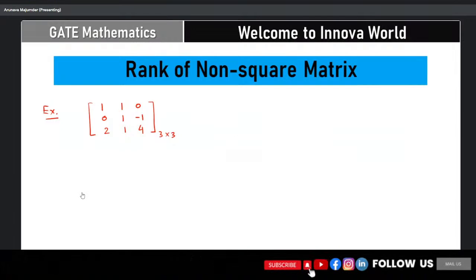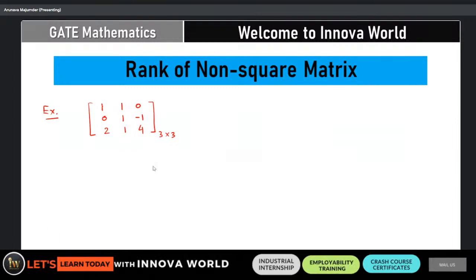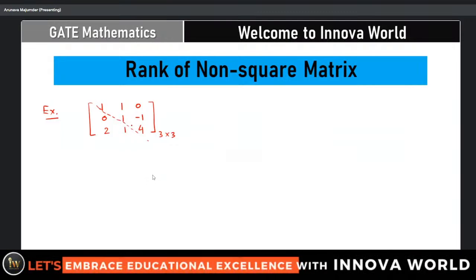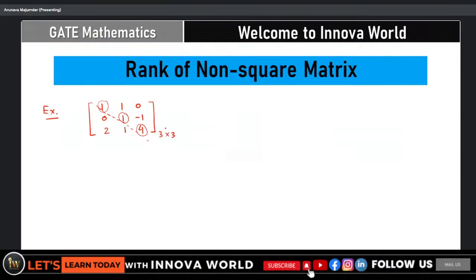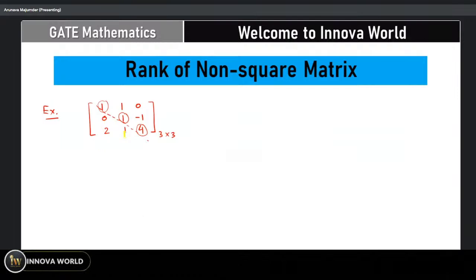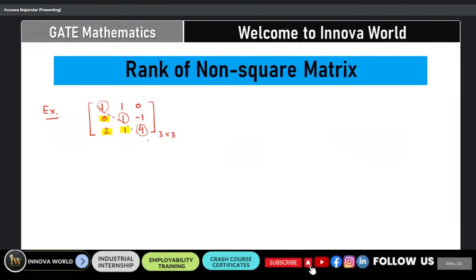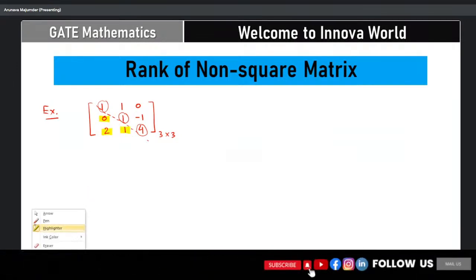So how to find the rank of this matrix? When the matrix is a square matrix, 3 cross 3, it is better to form this matrix like this. You can see these are the diagonal elements: 1, this 1 and 4. And what I suggest is, just below the diagonal elements, the below elements are 0, 2 and minus 1. Make these three elements 0 with respect to the previous rows.